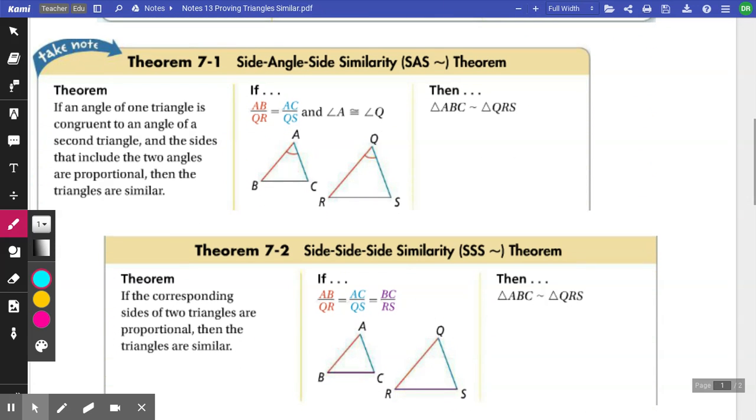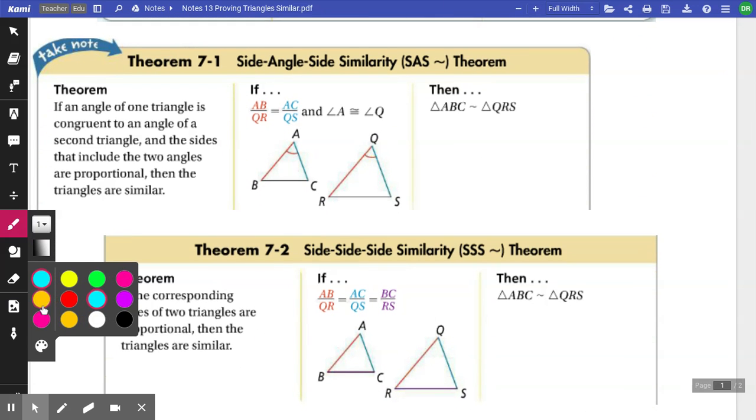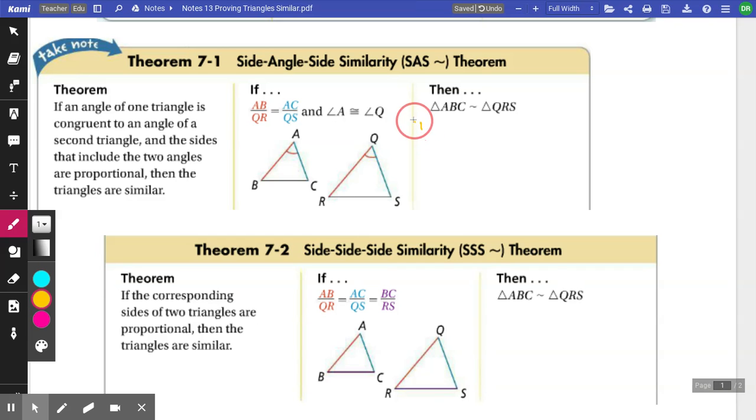All right, so let's look at a second theorem here. It's called side angle side. And in this one, notice it uses the letter A right here. And because of that, we are going to have a pair of angles that are congruent still. And if you look, we do. Angles A and Q are congruent to each other. So that would be step 1. Show that a pair of angles are congruent.